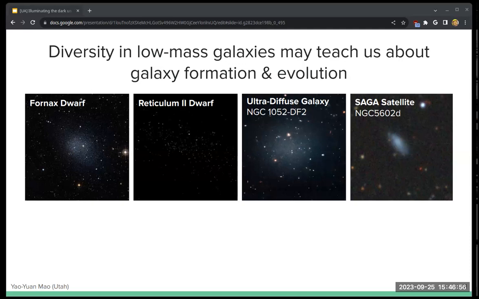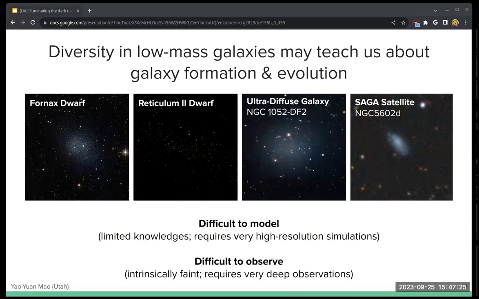You have the ultra diffuse galaxy. This is very massive on the dwarf galaxy scale. It's kind of like LMC or even slightly above LMC mass, but it's so diffuse that it looks like a dwarf galaxy. And then, I will talk about Saga in a bit, but you have this kind of blob that is uninteresting. It's not a beautiful spiral galaxy, but they actually are also small galaxies. They're orbiting larger systems and tell us a lot about the formation of those small things.